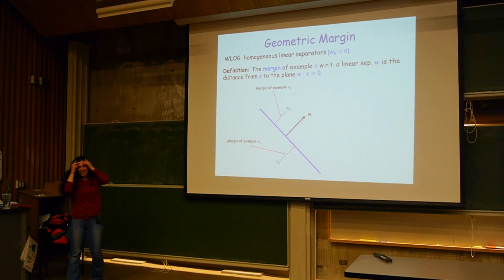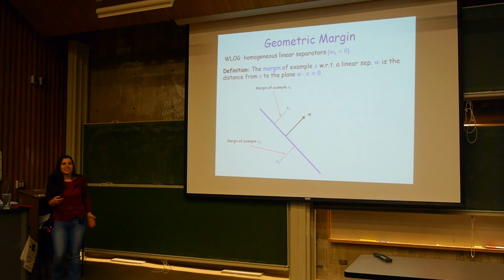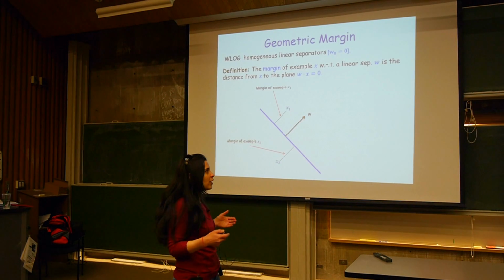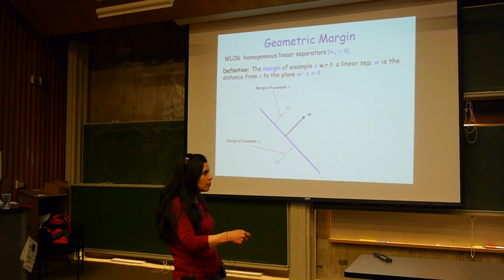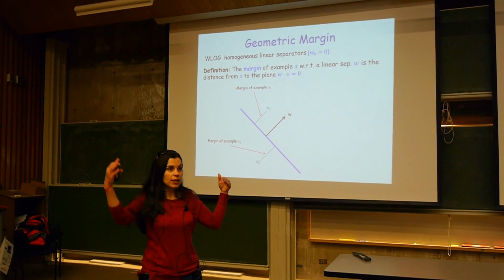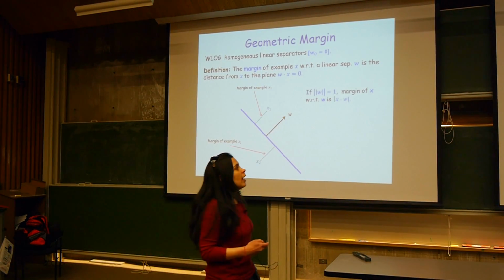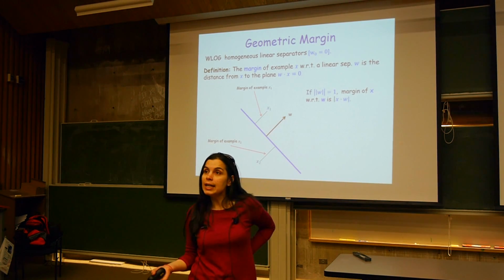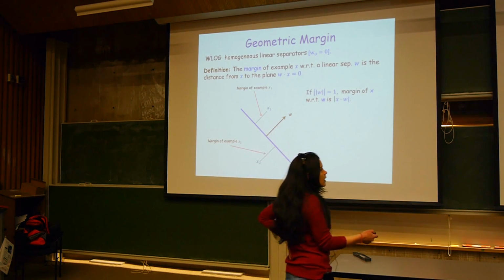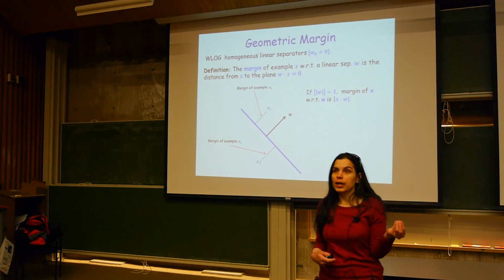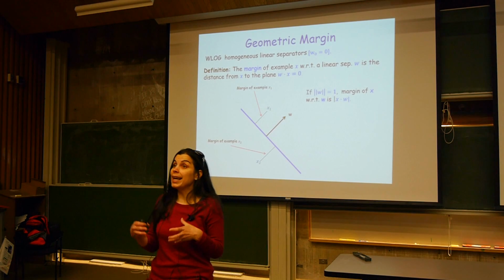Thanks, Tom. All right. So we are thinking about separators that go through the origin, and we are thinking about geometric margins. If we have a separator given by normal vector W, the margin of an example x with respect to the separator is simply the distance from that example x to the separator. And if we normalize the normal vector to have norm 1, which we can always do without loss of generality, then mathematically the margin is exactly the absolute value of the dot product between that example and the normal vector. Okay, now this will become important when we put down the SVM algorithm, right?